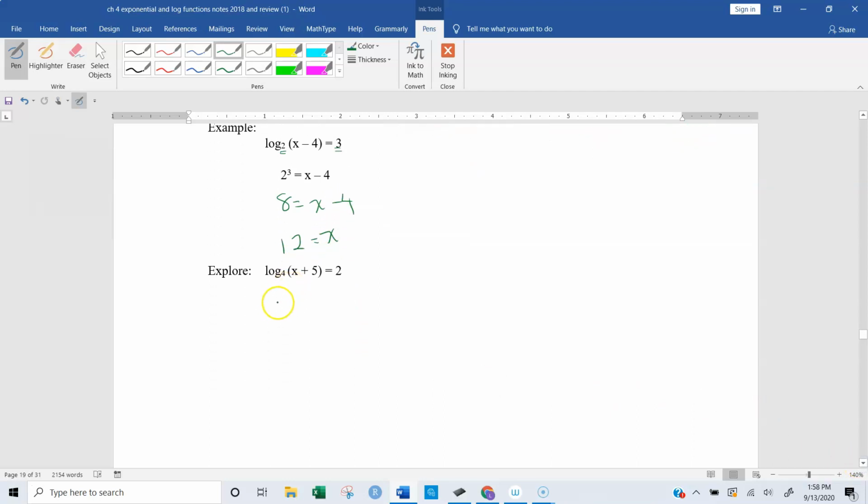Okay, your turn. Pause and give it a shot. So now you have 4 squared equals x plus 5. So 16 equals x plus 5. So x equals 11.